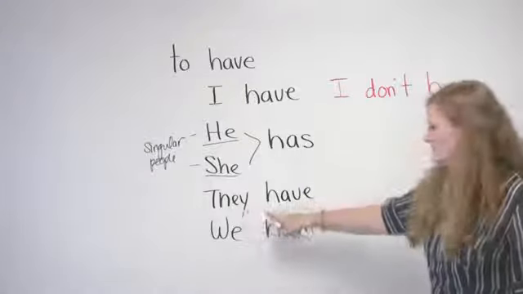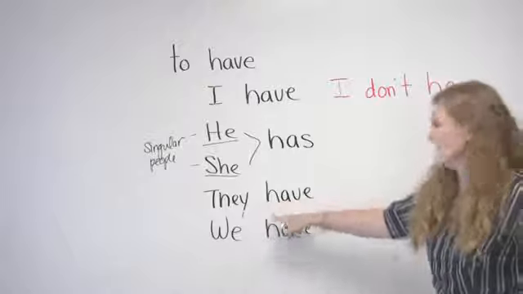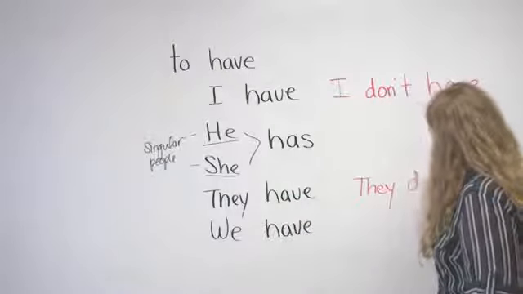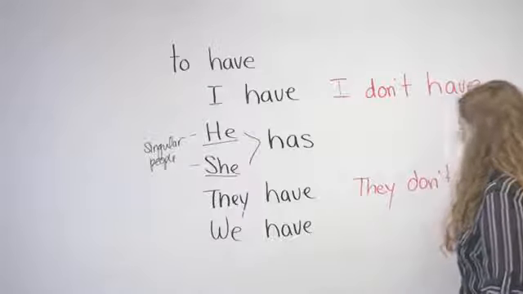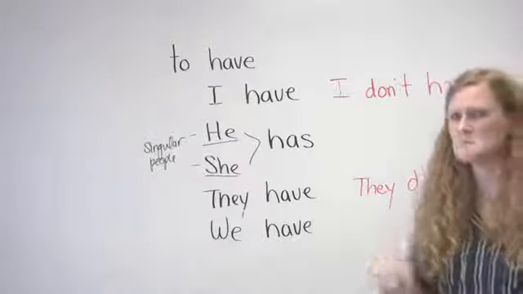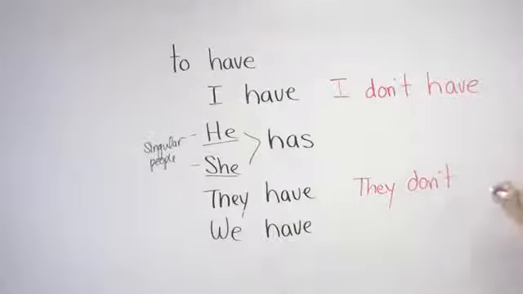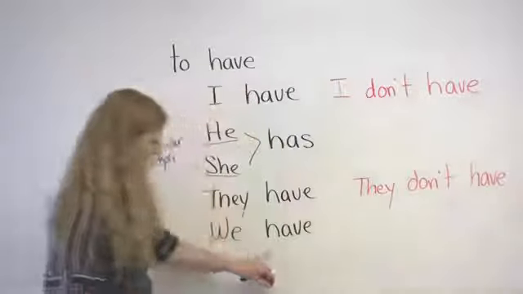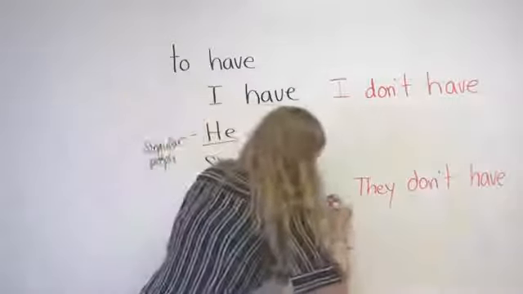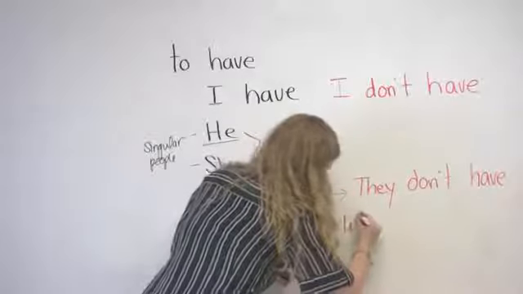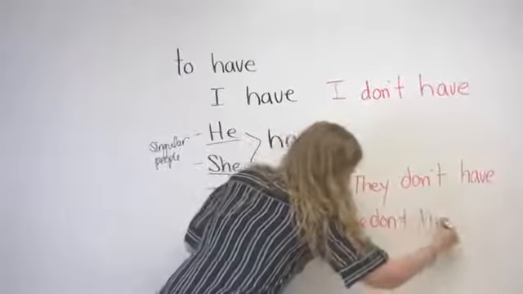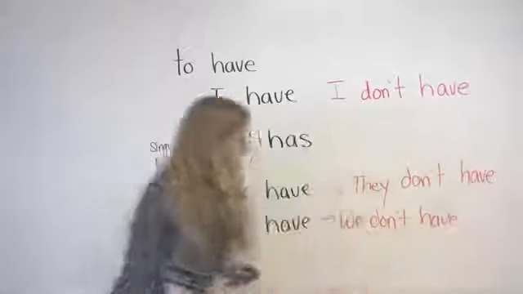They, we can use the same word, don't have. So we can say, they don't have any hamburgers. They don't have. And again, we, because we use have, we can say, we don't have.